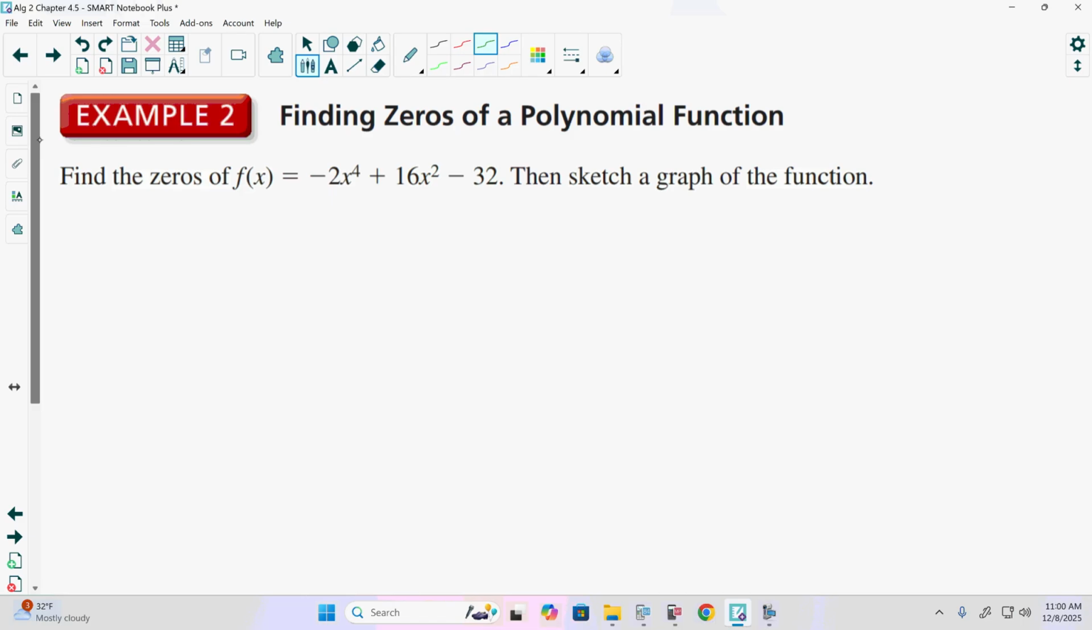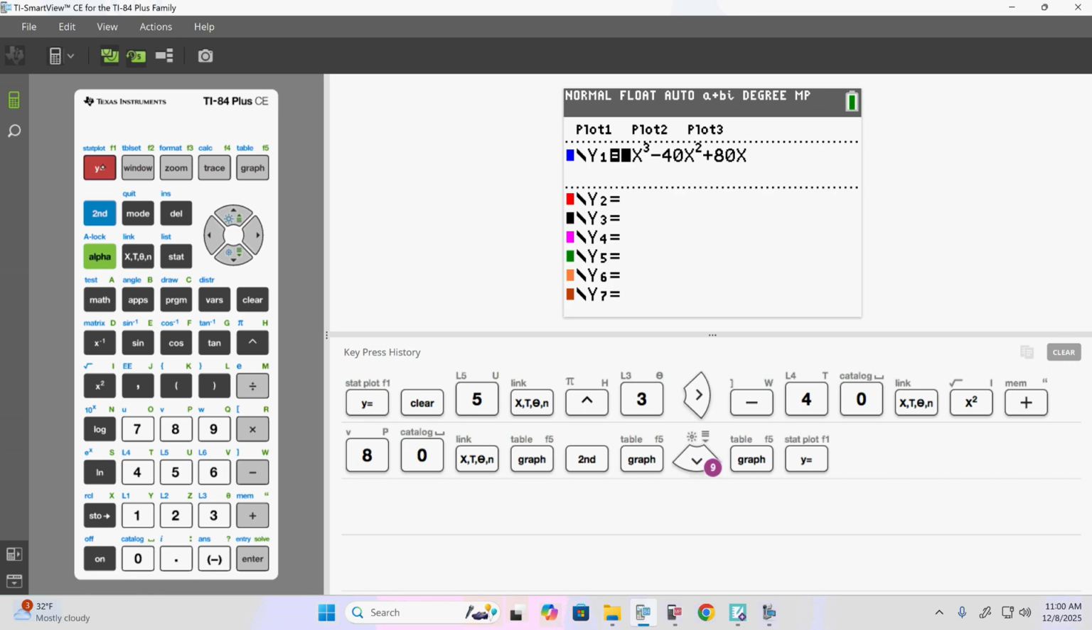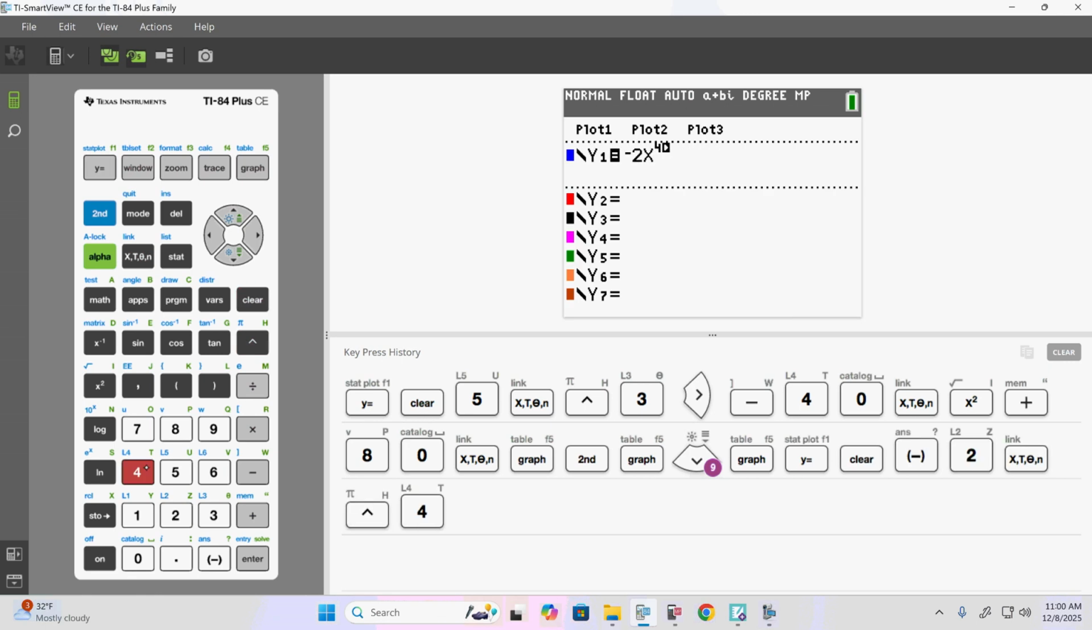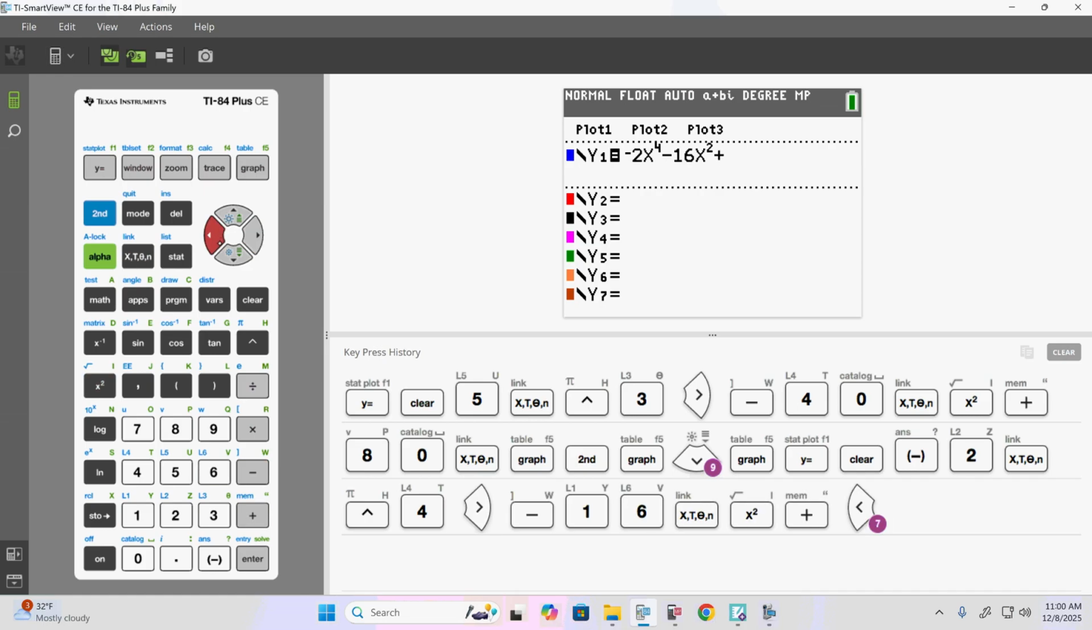So, if we want to find the zeros for this here, we can actually graph this. Negative 2x to the fourth plus 16x squared minus 32. X to the fourth minus 16. Be good if I had my own sheet so I'm not flipping back and forth.